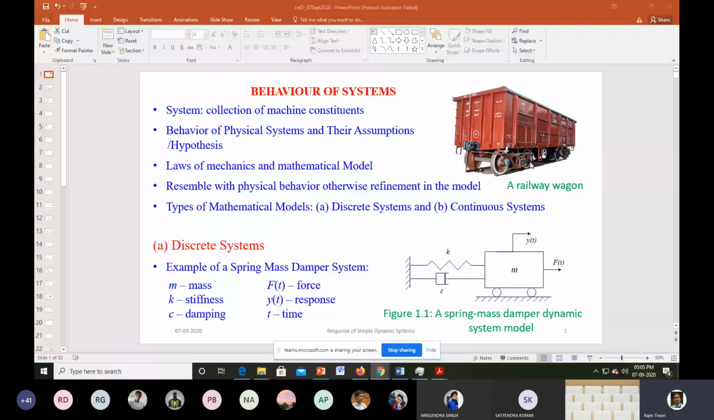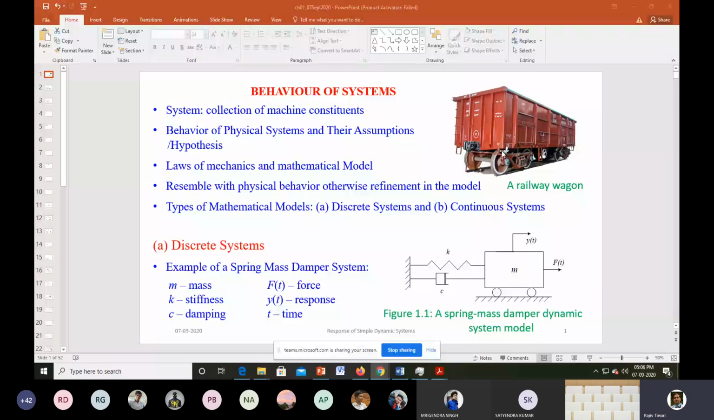So how to find what kind of motion will take place of this particular wagon because of that force could be our concern. So this is a dynamic system where flexible elements are there, because here the wheel is connected with the wagon by springs. So during motion, they will be having relative motion.